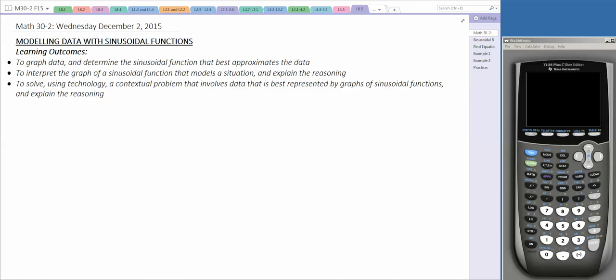In this lesson, we're looking at modeling data with sinusoidal functions. We're going to graph data. We're going to determine the sinusoidal function that approximates or represents the data. We're going to learn how to interpret the graph of these functions that models a situation and explain the reasoning that we use. And we're going to use technology in contextual problems. So we'll find data that best represents our graphs. Okay, so let's start.